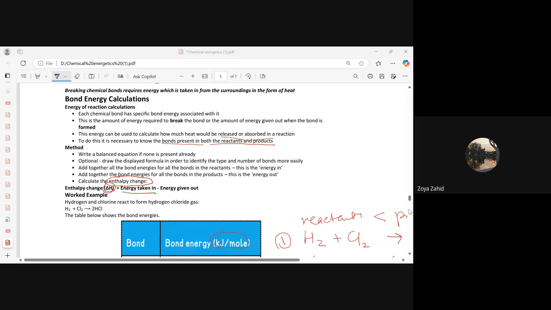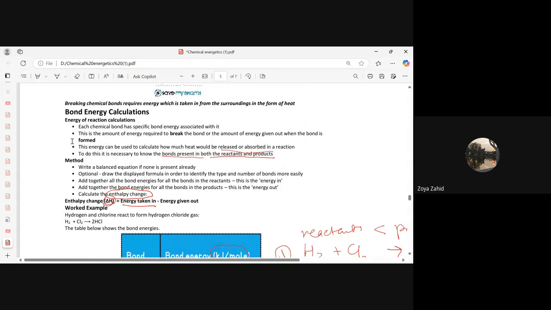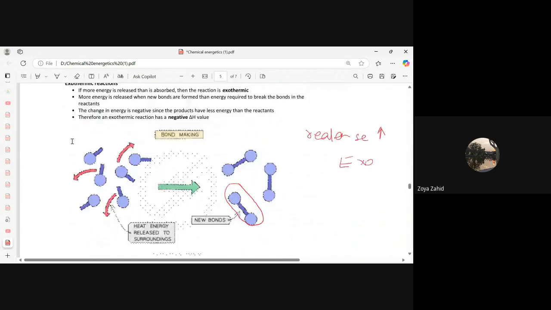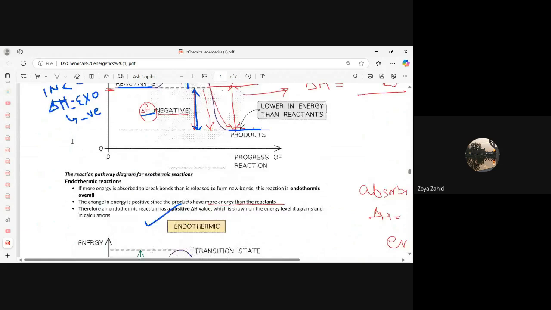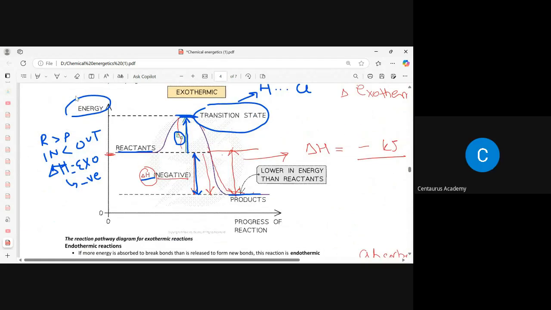Okay. Yes, Miss, I have one. Yes, Zoya. In the exothermic graph, for the enthalpy change, do we make a double-sided arrow or a downward arrow? Come again, what did you say? I'm saying that in the exothermic graph, for the enthalpy change, do we make a downward arrow or a double-sided arrow? No, no, no. Don't make a double-sided arrow. It has to be this downward arrow.